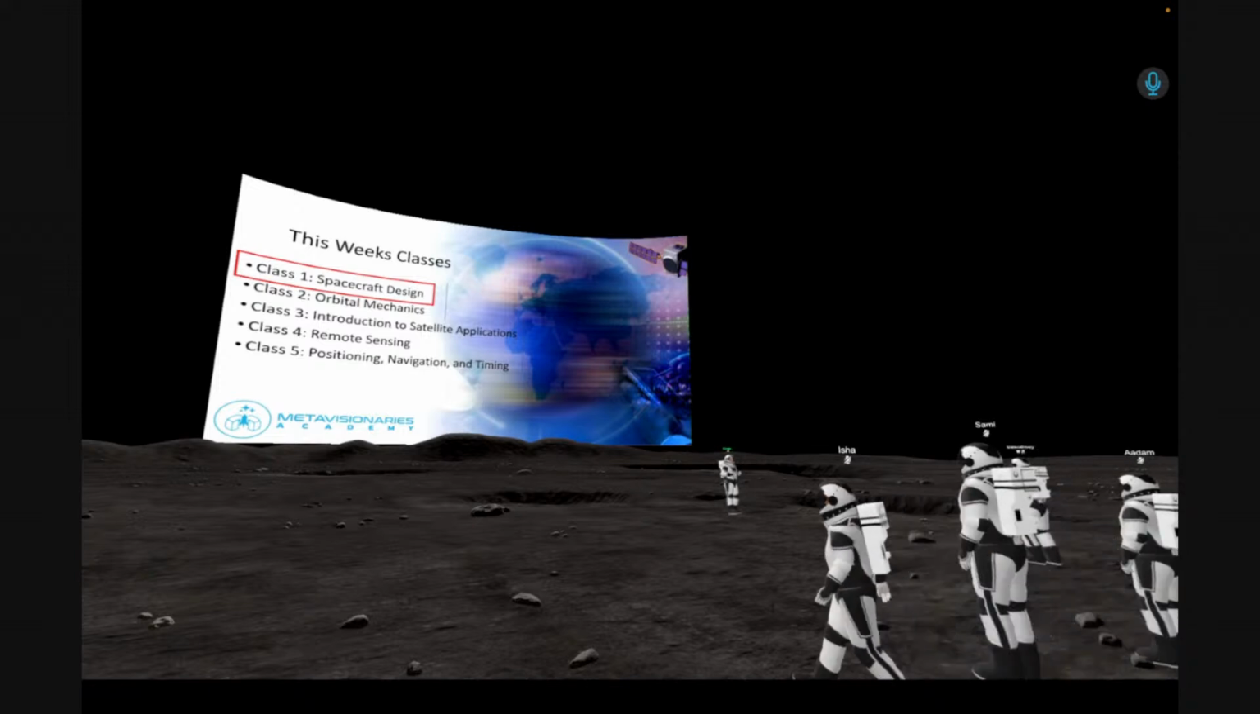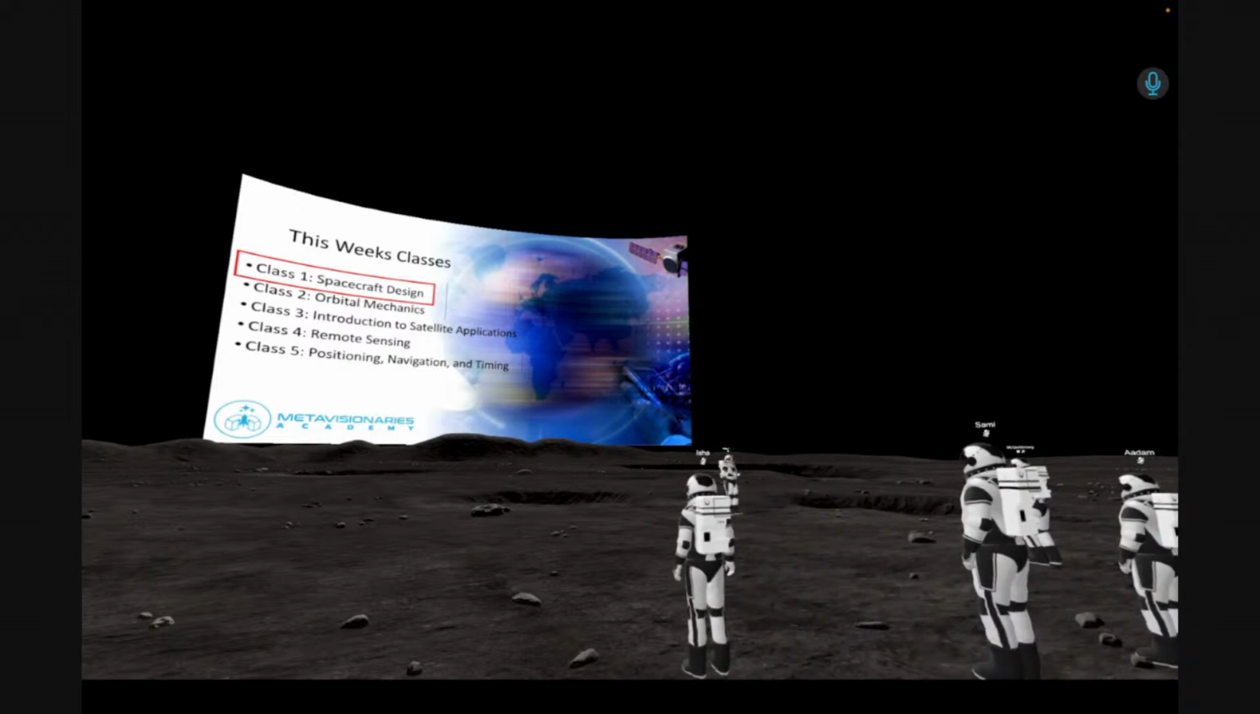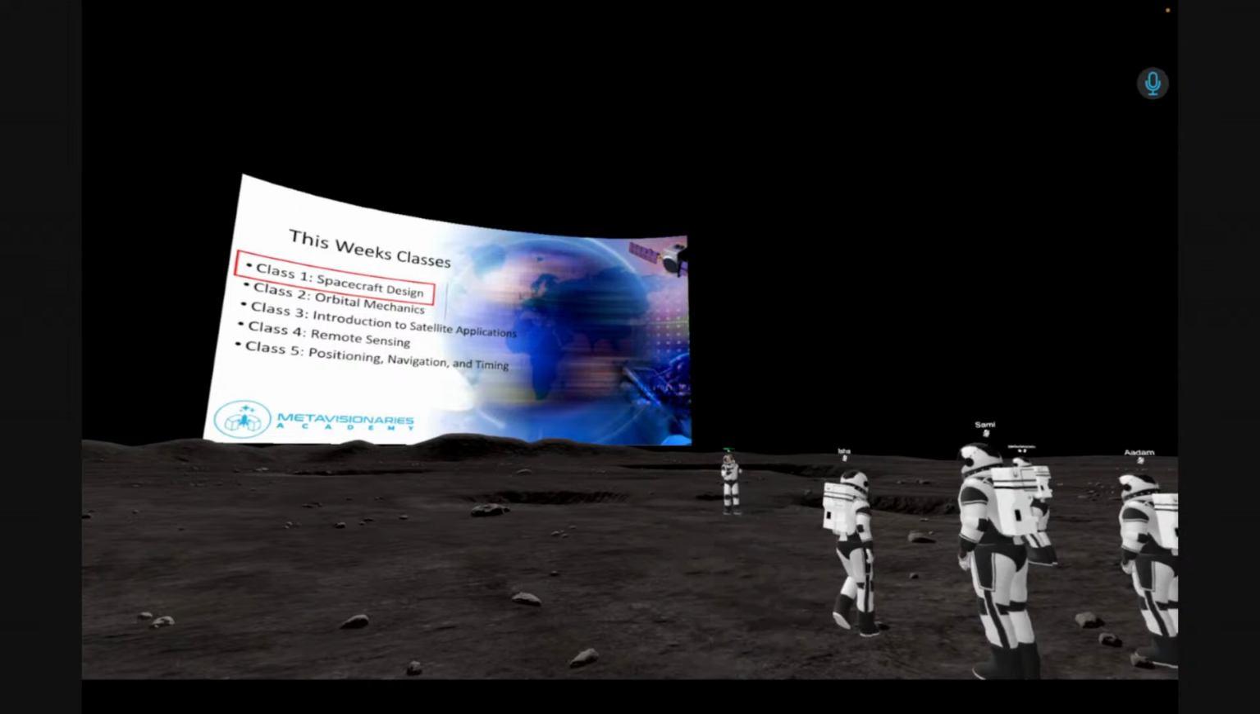Then in the last 3 classes we will start learning about satellite applications. The idea is to understand how we can use these spacecraft to improve life on Earth. Some examples of that are GPS, or taking pictures of the Earth, etc.